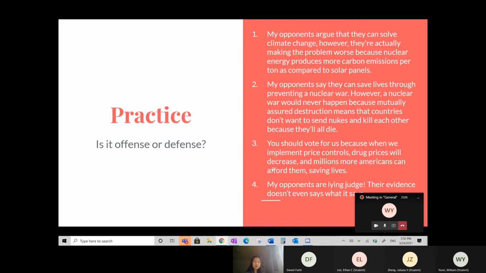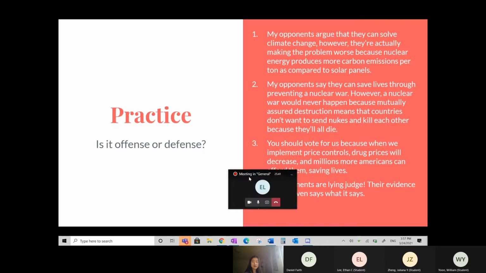All right. Third: you should vote for us because when we implement price controls, drug prices will decrease and millions more Americans can afford them, saving lives. Is this offense or defense? Offense. Yeah, it's offense, right? This is basically your case, because a lot of AFs will argue, oh, when we implement price controls, drug prices decrease and millions more Americans can be saved, saving lives, right? So this is your contention, your case, and it's a reason to vote for you, because you're saving lives.